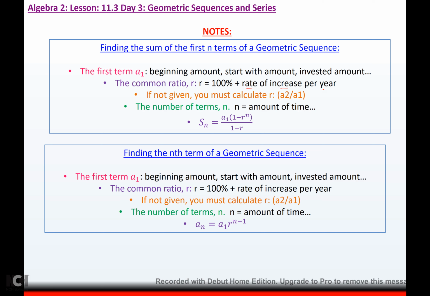You take A2 divided by A1. The number of terms is n, and in the cases we're going to be working with today, it's the amount of time. And then you use this formula.